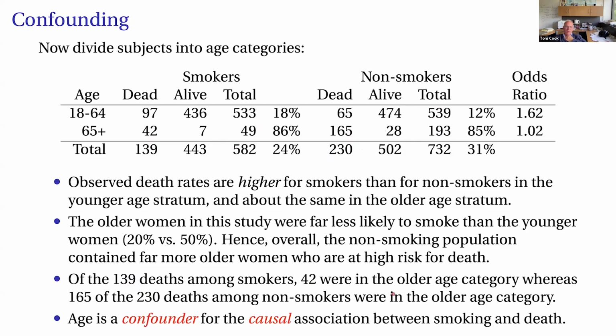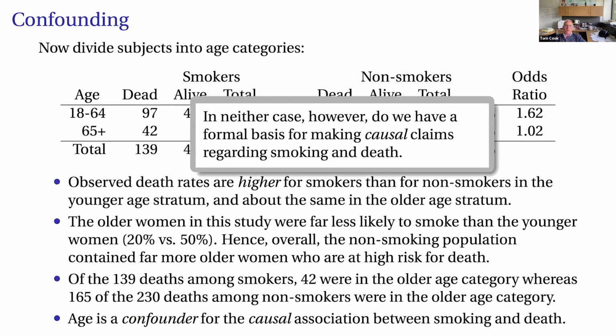And I would add that confounding only makes sense in the context of causation. It doesn't make sense to talk about causation unless we are trying to draw causal conclusions. I reviewed a paper once where someone used the word confounder in the context of an observational study where they were simply doing prediction, and it didn't make sense in that context. However, in neither case do we have a formal basis for actually making causal claims.